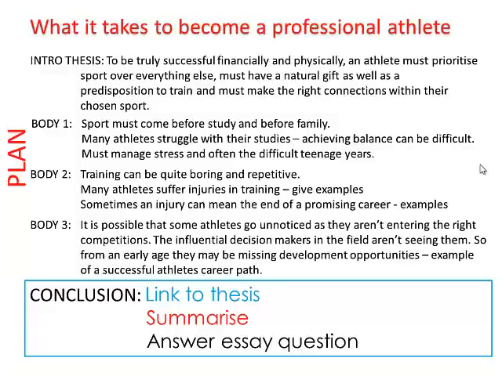So let's look at the introduction. At this stage we've got an idea for our thesis statement, and I'll read it. To be truly successful financially and physically, an athlete must prioritize sport over everything else, must have a natural gift, as well as a predisposition to train, and must make the right connections within their chosen sport. You should be able to see what the 3 body paragraphs will be about. Let's look at the body paragraphs together now.